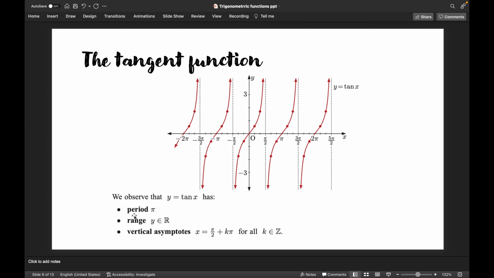Okay, moving on. So the vertical asymptotes are always at x equals pi by 2 plus k pi. That's all you need to know. And this is the shape of the graph. It looks somewhat like this. It just goes like this. I don't know how to describe it, but I hope it's understandable.